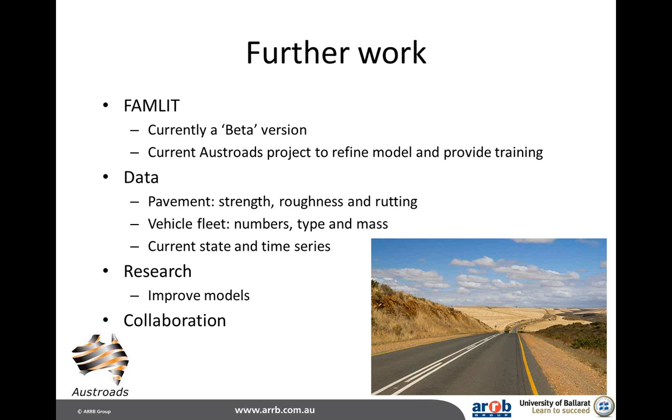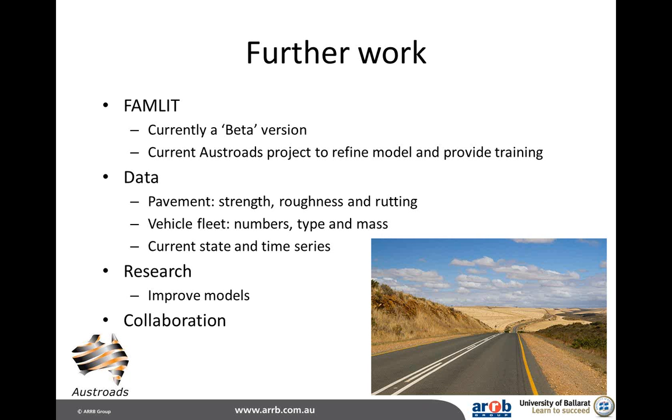As with any modelling, our models are only as good as the data that goes in there. So we're always looking to have better data in terms of pavement strength and roughness and rutting, having better knowledge of the vehicle fleet in terms of number of vehicles, in terms of their type and their mass, and having all of this data in both the current state and time series. This enables you to set up a model far better and to calibrate it much more accurately. But all of that information also can be used in doing further research on things like FAMLIT and the deterioration models and works effect models within FAMLIT.